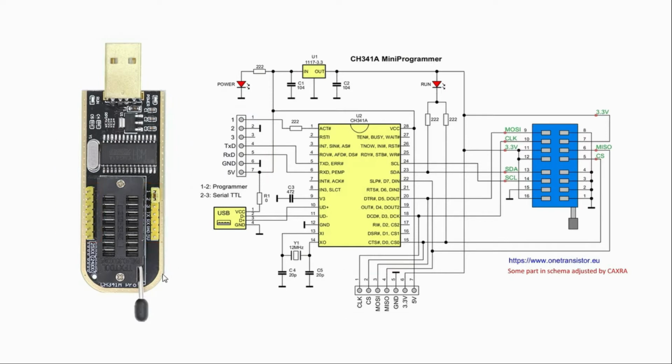The 7-pin header on the left has the functions clock, chip select, MOSI, and MISO. As with the pin header on the right, there is also a power supply provided, where pin 6 has an output of 3.3 volts and pin 7 has an output of 5 volts.